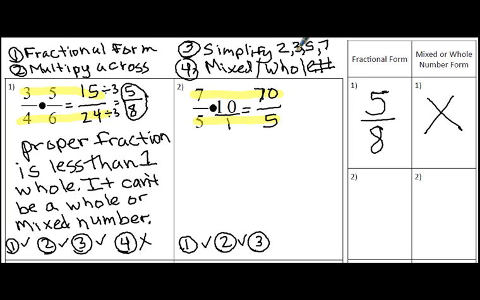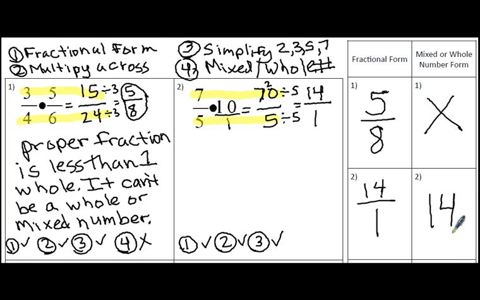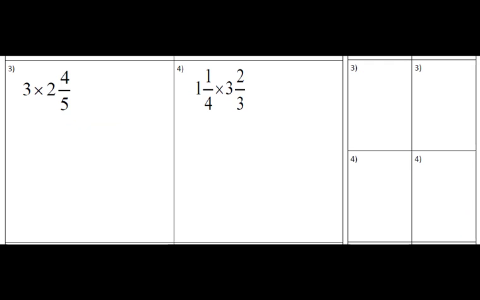Now for step 3, we're going to simplify our fractional form answer. And I see they both end in 0 or 5, so I'm going to divide by 5. 5 goes into 5 one time, and 5 goes into 70 14 times. So 5 went into 7 one time with 2 left over, and 5 went into 20 4 times. And I see that my final fractional answer is going to be 14 over 1. That's 14 wholes. So whenever we see it over 1, then our final whole number answer would be 14.